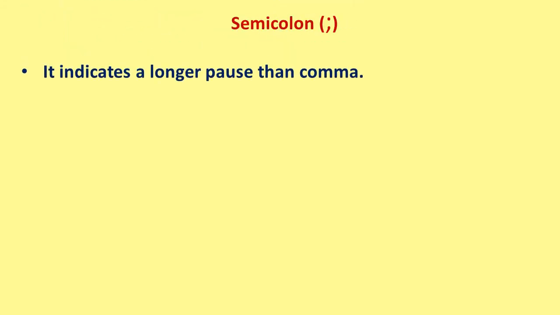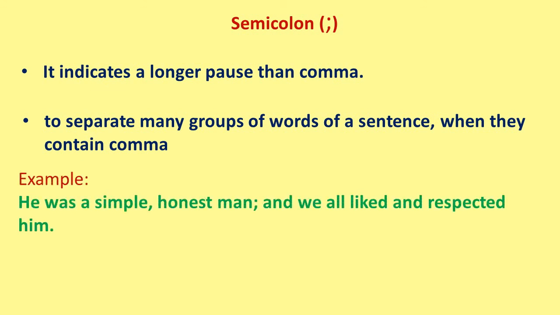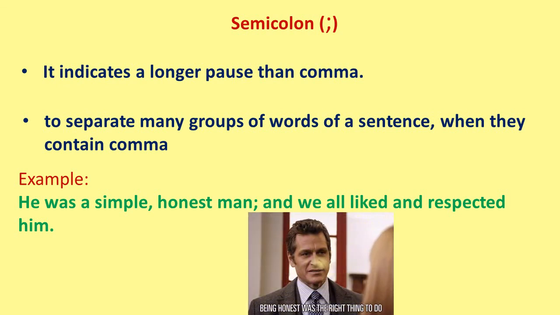Next, we have semicolon. Semicolon is used to indicate a longer pause than the comma. It is usually followed by conjunctions like and, but, or. And it is also used for adverbs like however and therefore. Semicolon is also used to separate many groups of words of a sentence when they contain a comma. For example, "He was a simple, honest man, and we all liked and respected him."